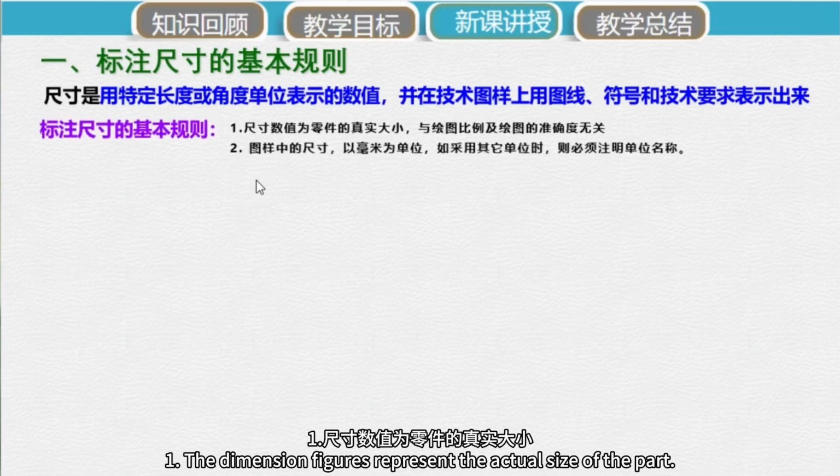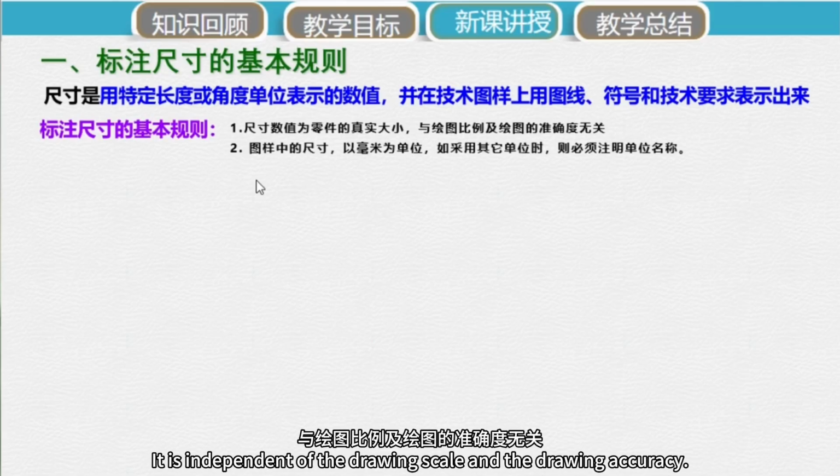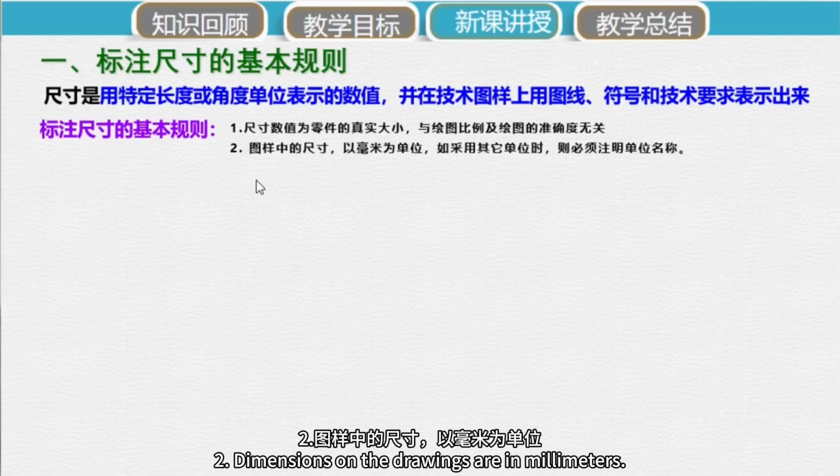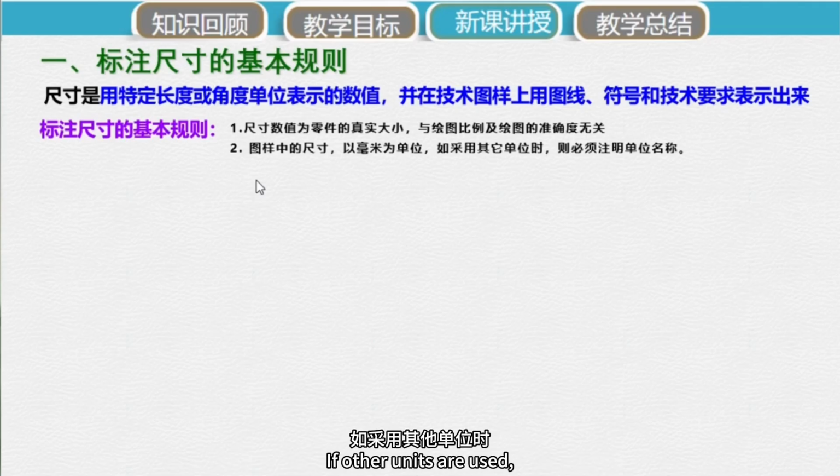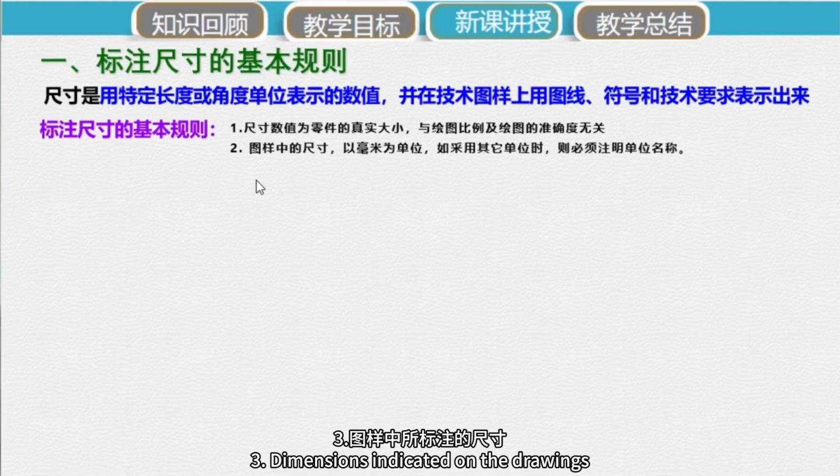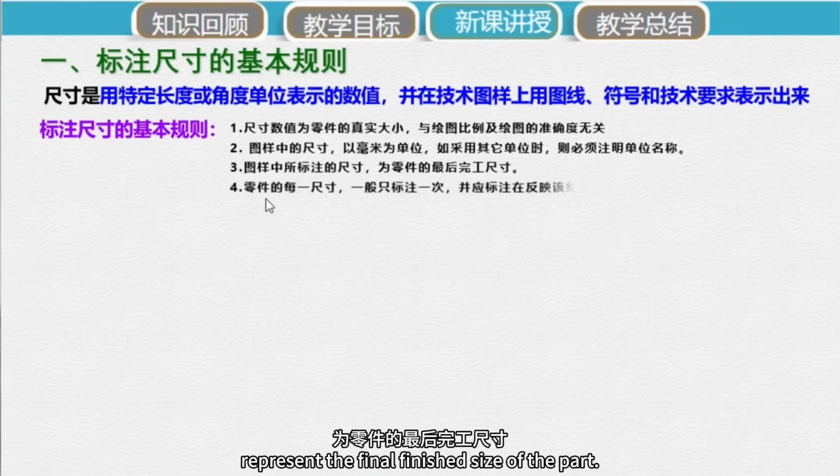1. The dimension figures represent the actual size of the part. It is independent of the drawing scale and the drawing accuracy. 2. Dimensions on the drawings are in millimeters. If other units are used, the unit name must be specified. 3. Dimensions indicated on the drawings represent the final finished size of the part.